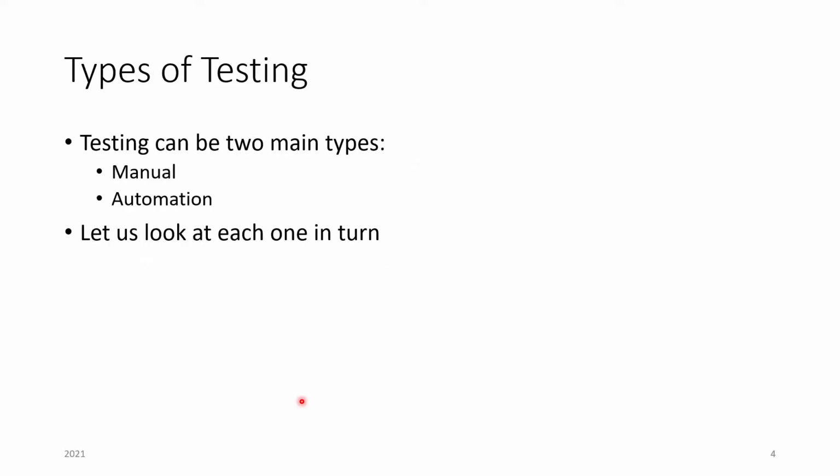There are two types of testing that can be done in any process. It doesn't need to be in engineering, it can be in any other field as required. These two types of testing are manual testing and automation testing. I'm going to look at each one of these in turn.